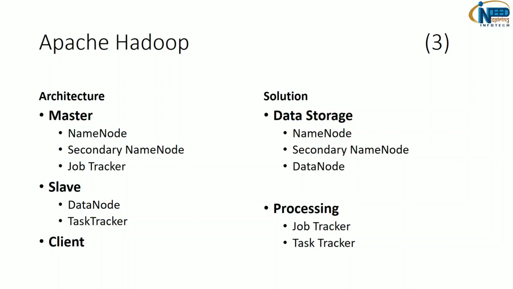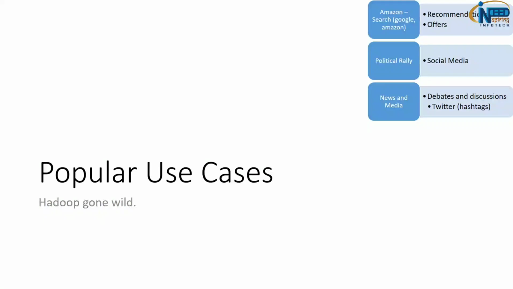As per the solution, for data storage, the name node, secondary name node, and data node are responsible for storage of the data. For processing, the job tracker and task tracker, or you can say resource manager and node manager, are responsible for processing the data or managing the resources. Popular use cases: Amazon, political rallies, news and media. All of these organizations and industries actually make use of big data to analyze it and to come up with some results and use those results.